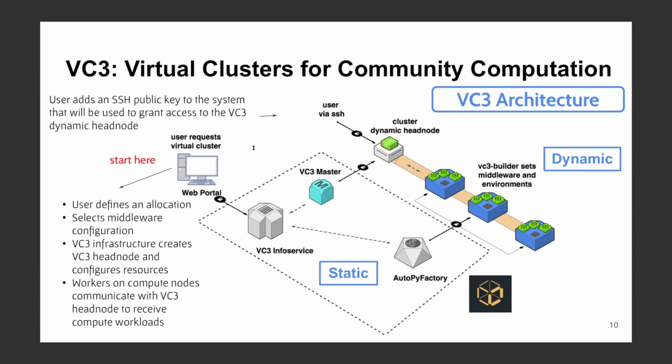And so what happens after the user enters all this is there is some info service component in VC3 that reads this and propagates it in the infrastructure. It communicates with a master component that will provision the dynamic head node for the user to interact with. And then at the same time, it talks to a factory that submits a bunch of pilots into the HPC resources.